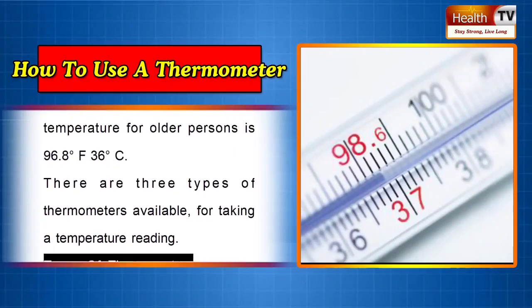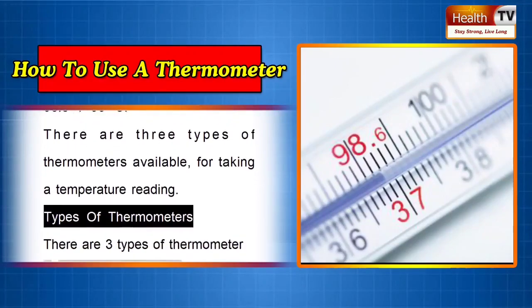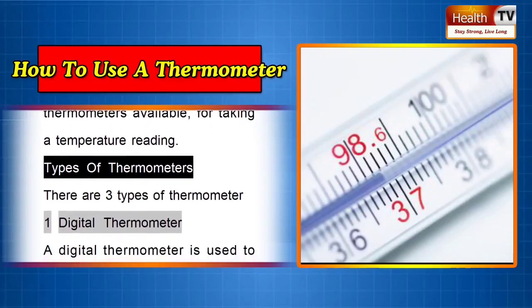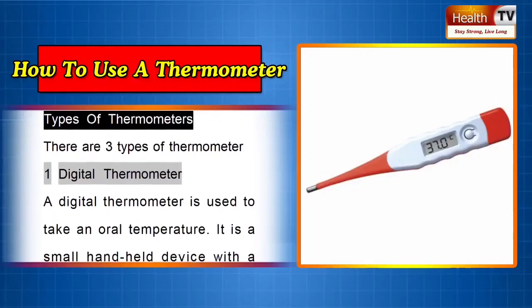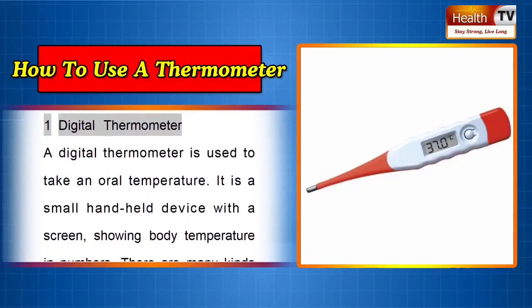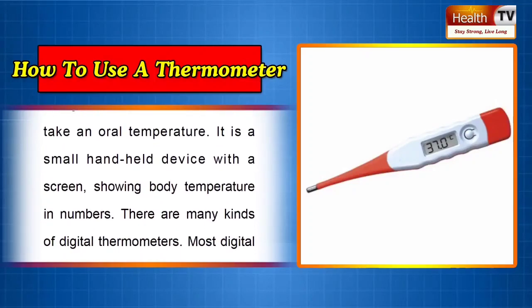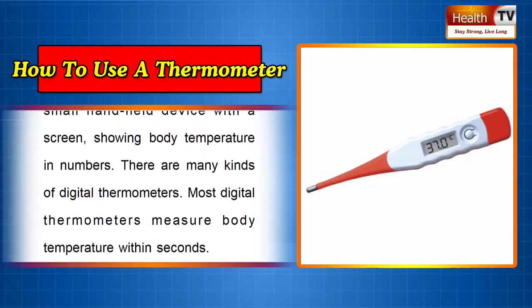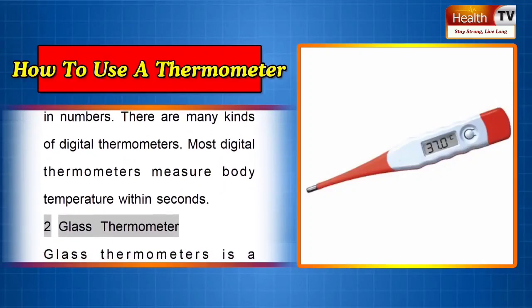There are 3 types of thermometers available for taking the temperature reading. Types of thermometers. 1. Digital thermometer. A digital thermometer is used to take an oral temperature. It is a small handheld device with a screen showing body temperature in numbers. There are many kinds of digital thermometers. Most digital thermometers measure body temperature within seconds.